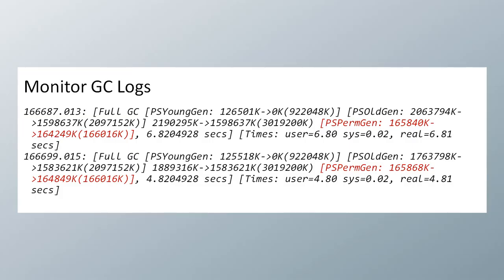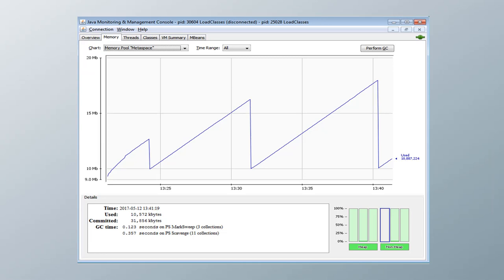From these logs, we can see that full GCs are occurring to free up space in the PermGen, but no space is getting reclaimed. That could mean that the PermGen is sized smaller than the application's requirement. This snapshot shows growth in the MetaSpace usage over time. But with every full GC, the usage drops to around 10 megabytes.